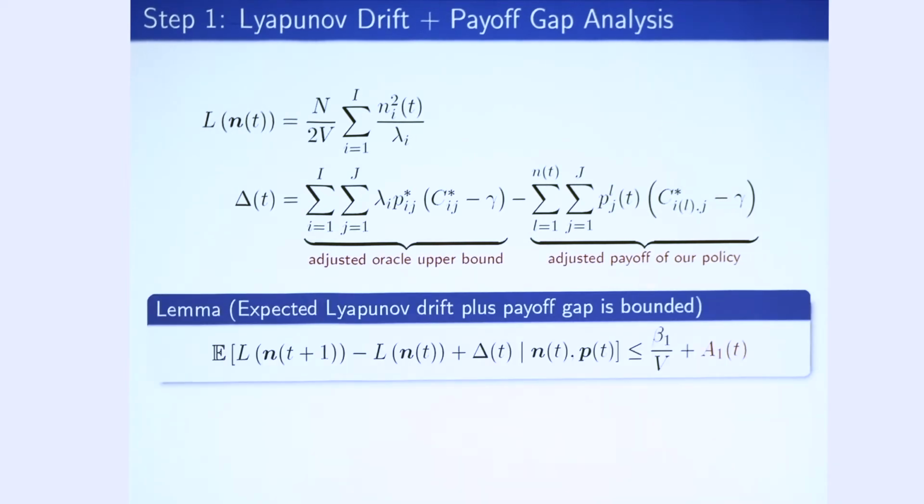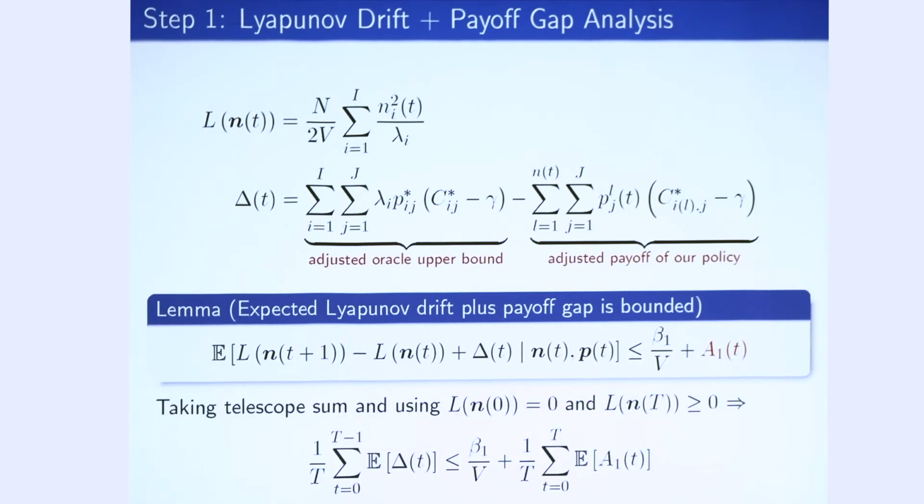Now you can study the drift of the Lyapunov function. You can show that the expected Lyapunov drift plus this payoff gap is upper bounded by roughly 1 over v plus this additional learning loss term A1t. Once you have this lemma, you can do a very quick telescoping sum from t equal to 0 to capital T.